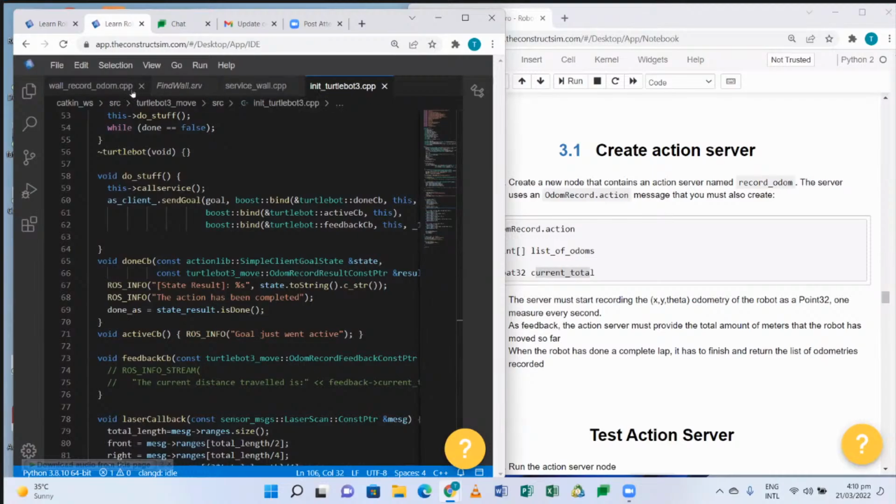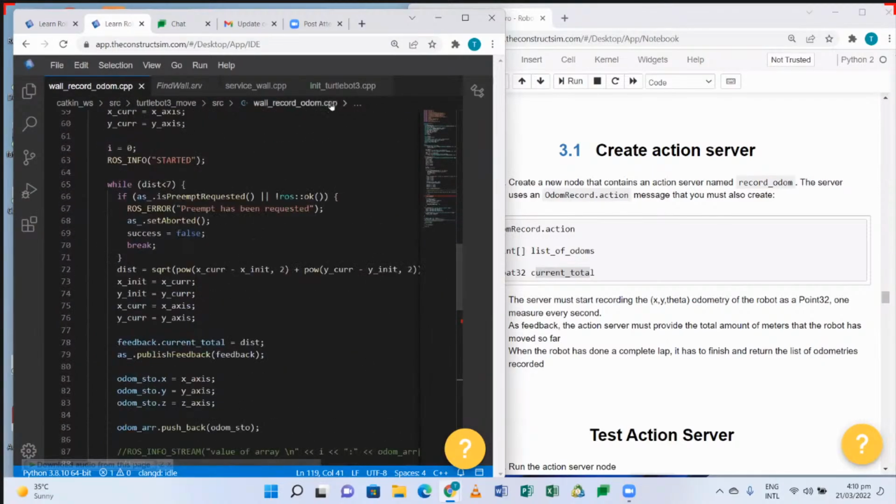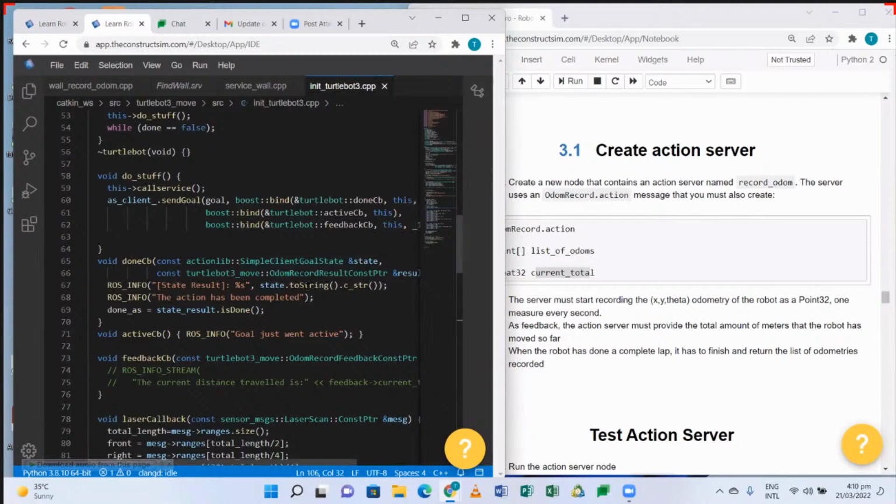So that action client starts recording after the service, right? Because you're calling. Yeah. I see. So yes, it's only the lap distance.